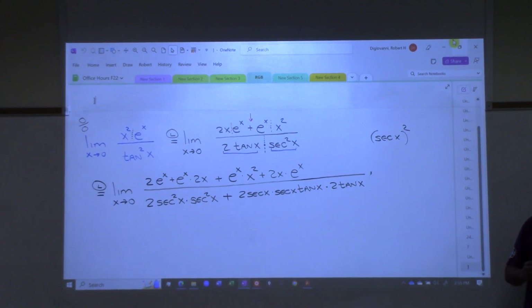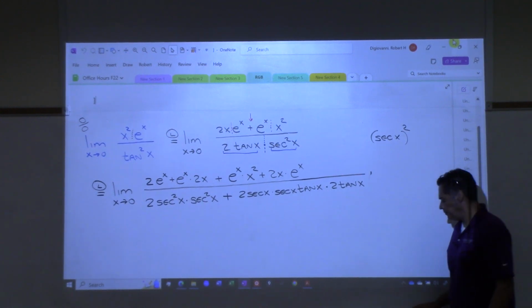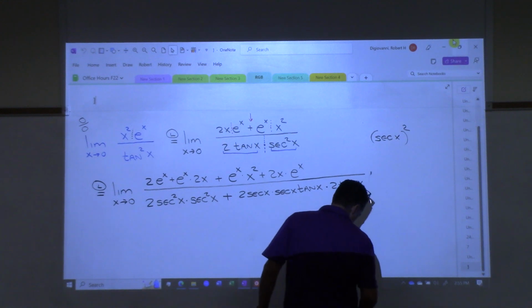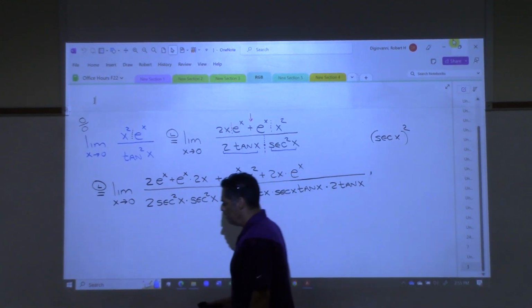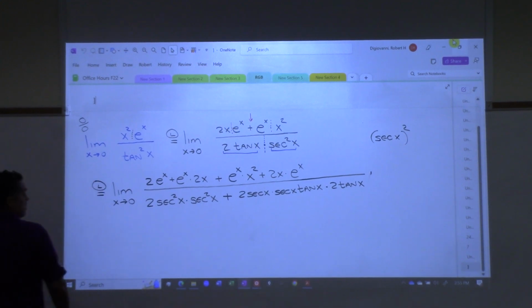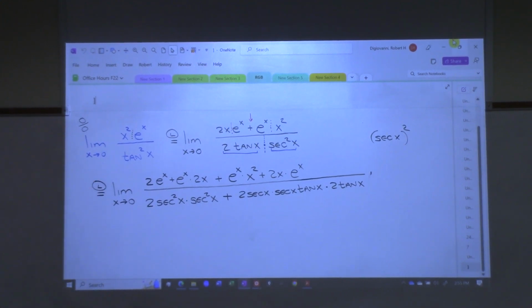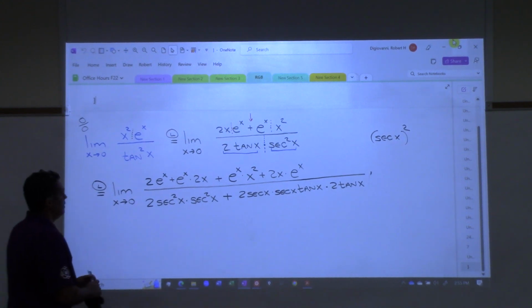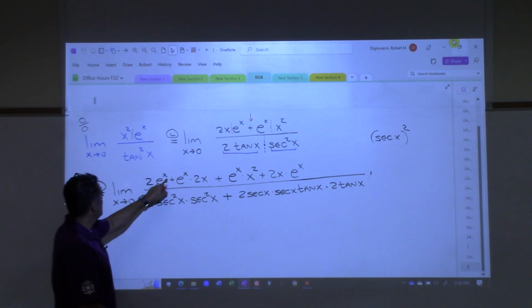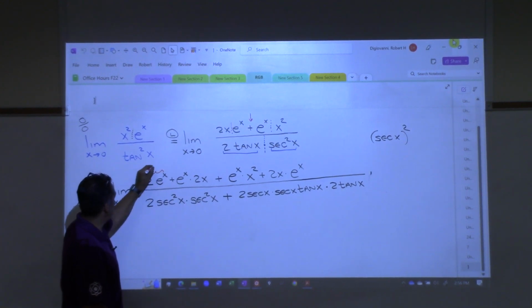Who has a question about that one? I had a feeling this one would be ugly. It's living up to its... All right, I'm hoping for the best now. I'm going to let x go to 0 everywhere. Let me do it in a different color, because I know it's going to work. So e to the 0 is 1, right? 1 times 2? 2. That's a 2. Okay, so far so good.